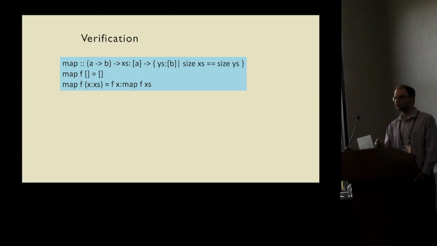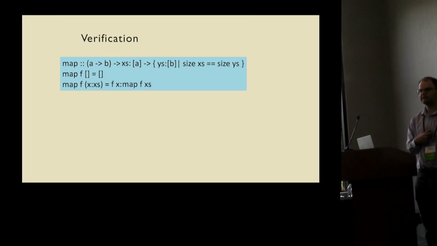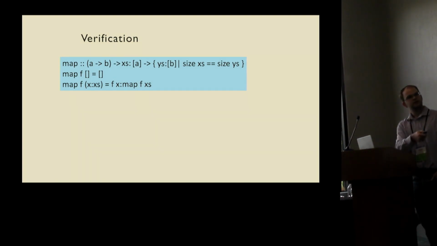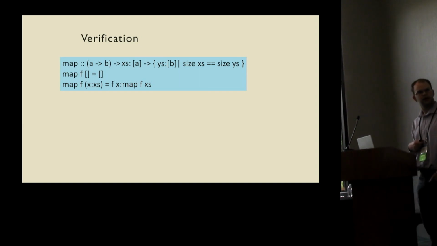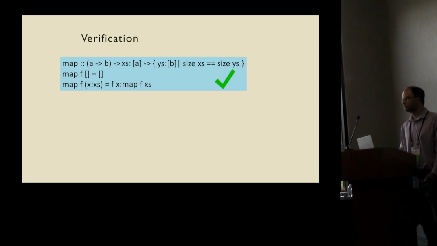So much like the refinement types for Flux, here we're going to be giving arguments names. So I'm naming the input list of A's Xs. And then we're going to be giving types refinements or predicates that they must satisfy. And so here I'm saying that the output type size has to be equal to the input list size. And map does satisfy the specification. So we're going to be able to give this to our verifier, Liquid Haskell, and have it say that the specification is true.